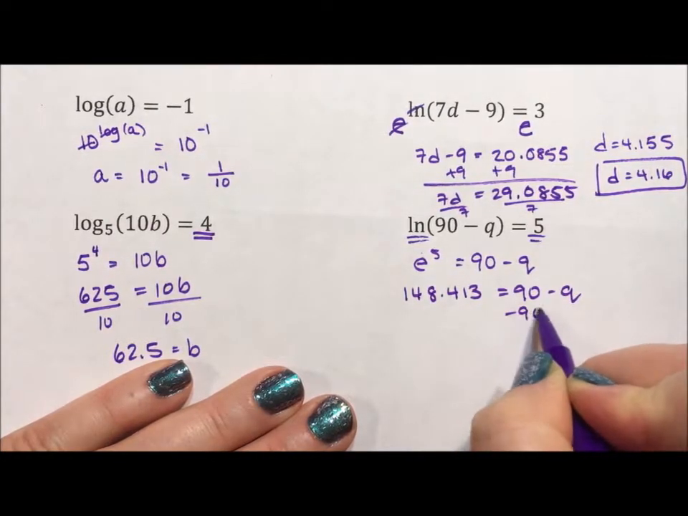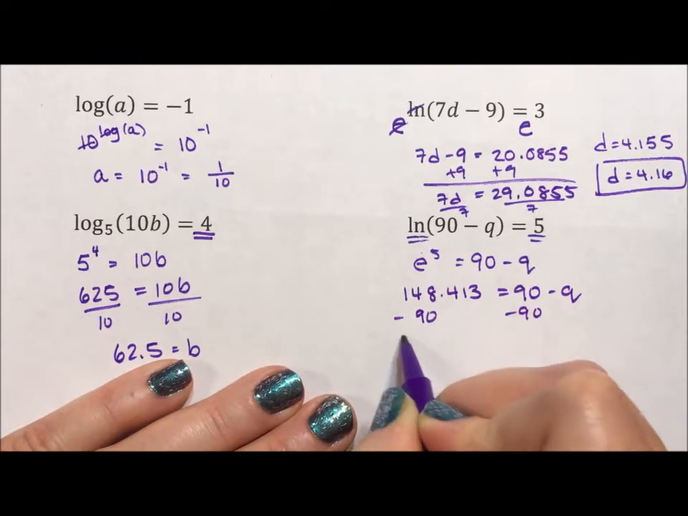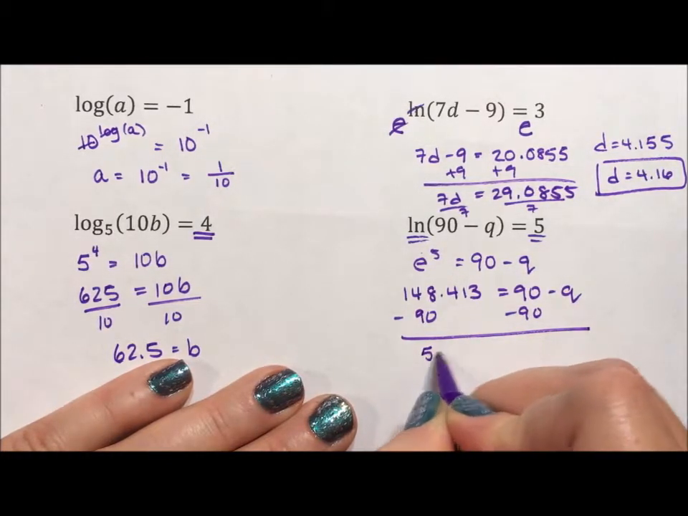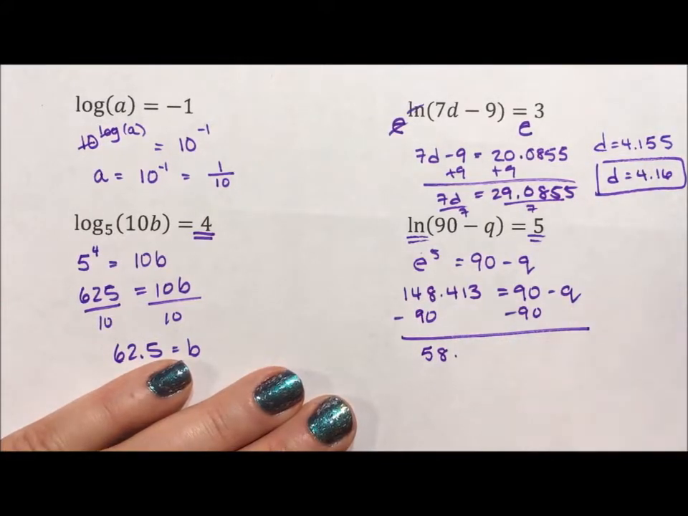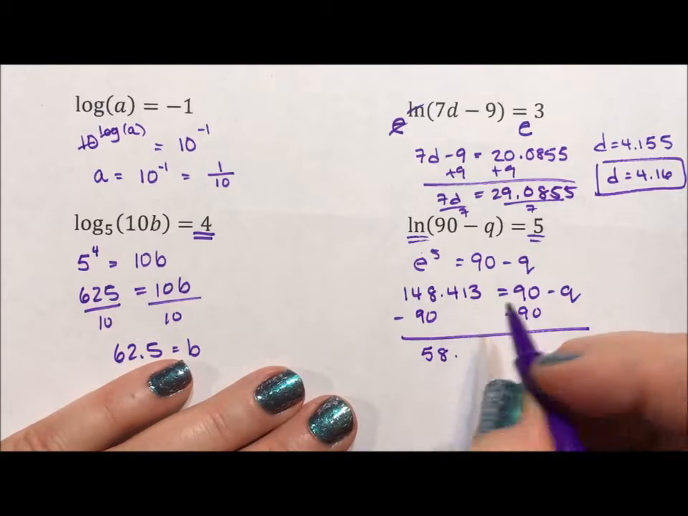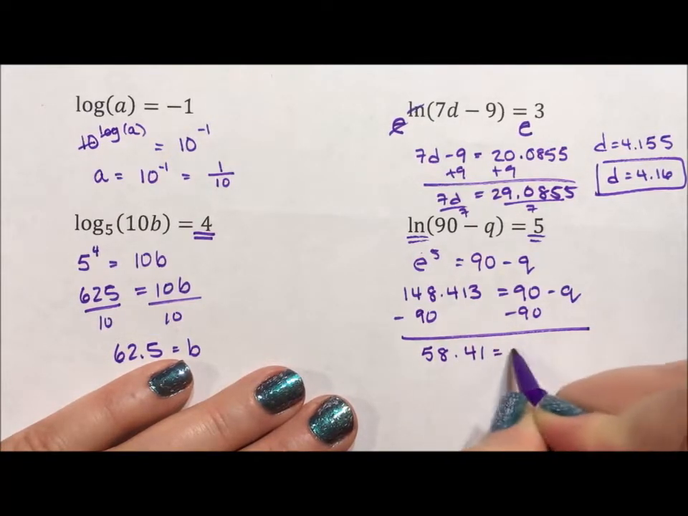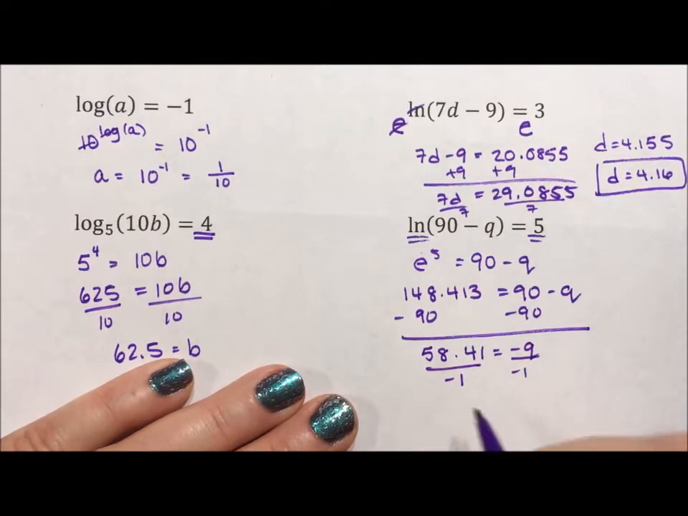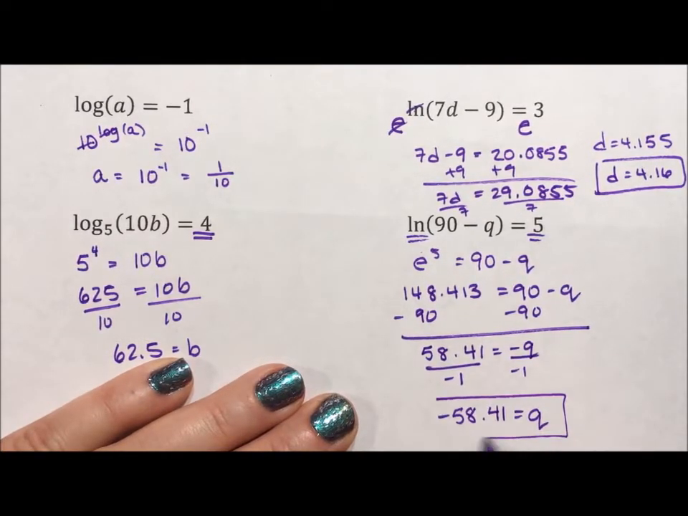I'm going to subtract 90 from both sides, and I'm going to get 58. And because this is all adding and subtracting, I'm going to round to 2 decimal places at this point. Instead of 413, I'm just going to write 41 equals negative q, divide by that negative 1, and I get that negative 58.41 is equal to q.